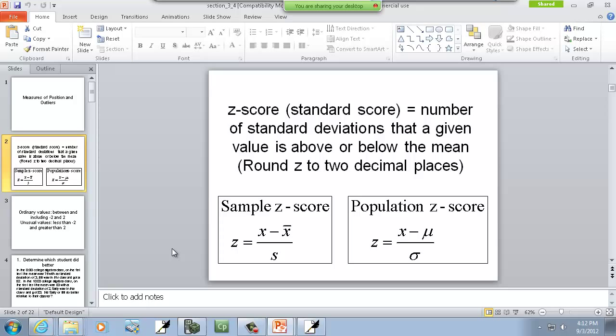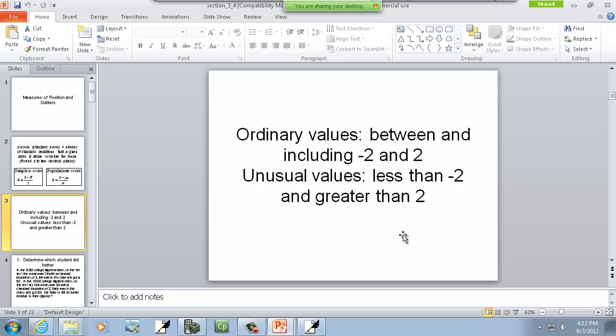Ordinary values are between and including negative 2 and 2, and unusual values are less than negative 2 and greater than 2. So if you get any problems asking if this is ordinary, if this is unusual, that's what they're asking: find a z-score and then see where it falls. Now let's take a look at a problem.